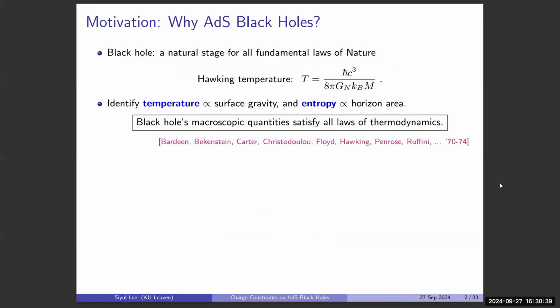To start with, let me remind ourselves why we study AdS black holes. A black hole is a fantastic object to study in modern physics because it mixes every corner of physics into one simple object. If you look at the formula for the Hawking temperature, it has Planck's constant, the speed of light, Newton's gravitational constant, and Boltzmann constant in one equation. So a black hole is really a thermal and quantum object in gravitational theory.